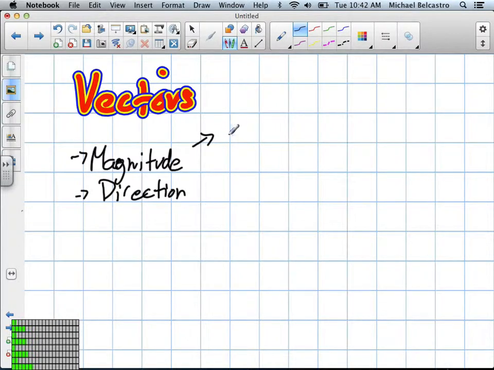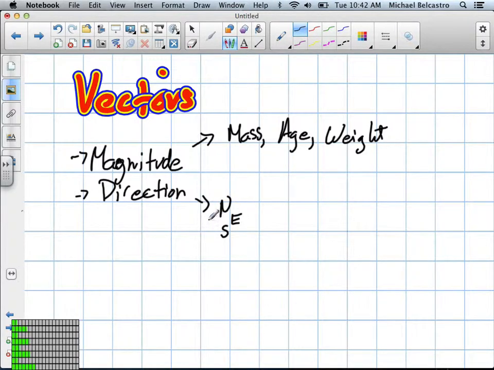Magnitude, a lot of times when we talk about magnitude, you may talk about mass, age, weight, right? All of these things have magnitude, but unless told, they have no direction to them. Direction is essentially direction, heading north, south, east, west, or a bearing. And we're going to talk about bearings. And we're going to talk about specifically direction and then how we can apply them to vectors, okay?